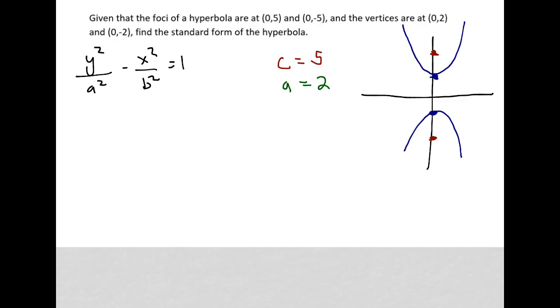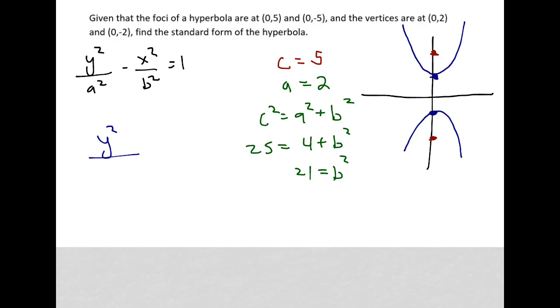Now to find b, we use this relationship: c squared is equal to a squared plus b squared. So 25 is going to equal 4 plus b squared, which tells us that b squared is equal to 21. Now b is obviously going to be the square root of 21, but in terms of finding the equation, we don't really need that. We should be able to just give the equation of this hyperbola using a squared and b squared.